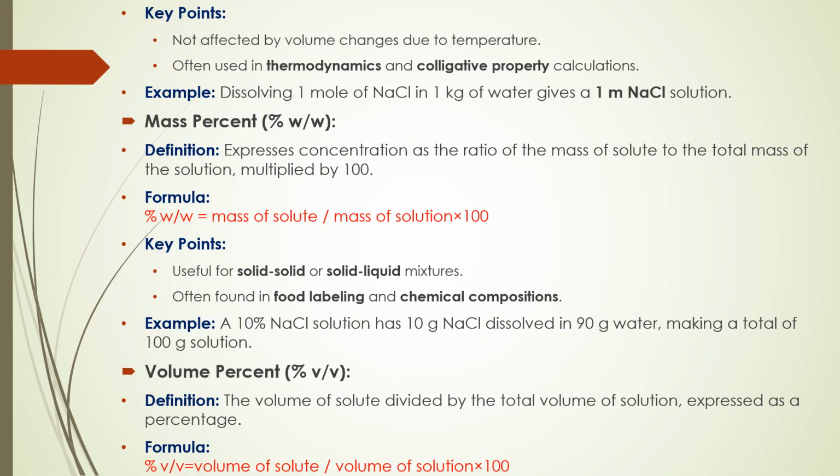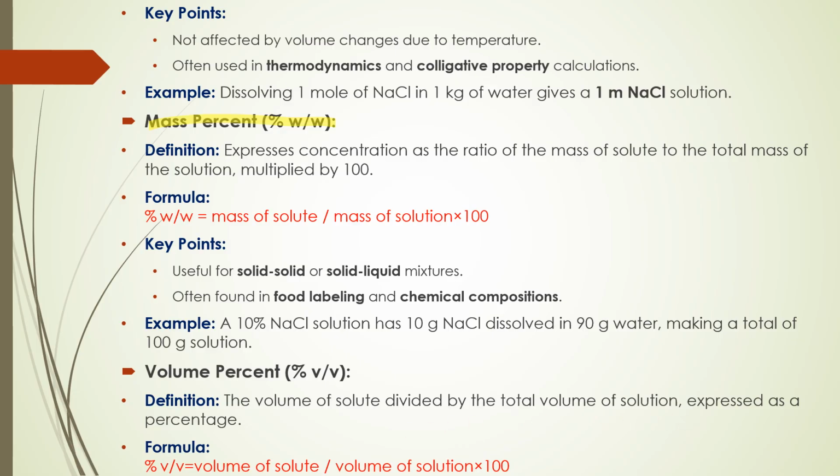Number three is mass percent. What is mass percent? It expresses concentration as the ratio of the mass of solute to the total mass of the solution multiplied by 100. Formula: mass percent, w/w, is equal to mass of solute divided by mass of solution times 100, while volume percent is equal to the volume of solute divided by the total volume of solution, expressed as a percentage.